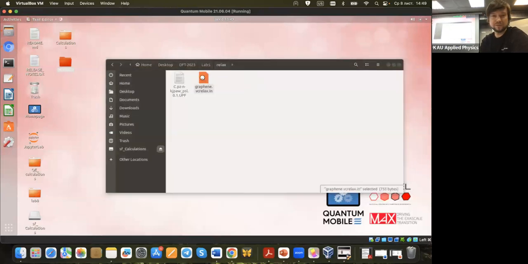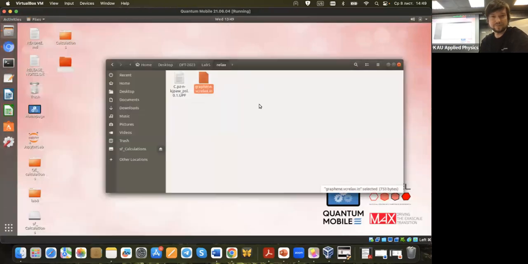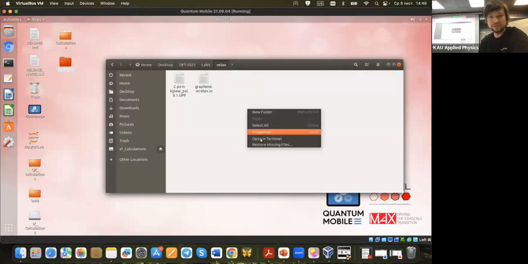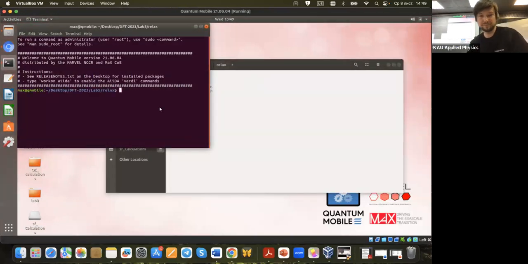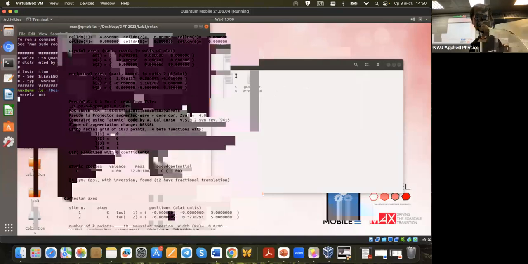This file is in Relax. And I open it in terminal. I think maybe you have done it. Yesterday I tried it and it was like 3 minutes. Maybe now it will take more time because my computer also has Zoom and this projector. Here is our output.